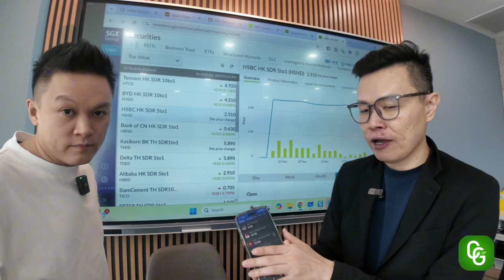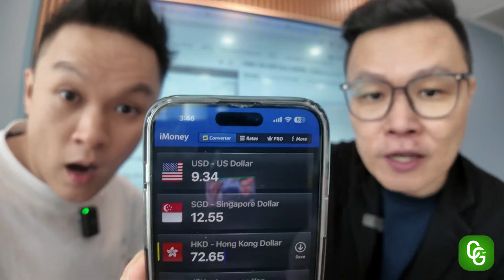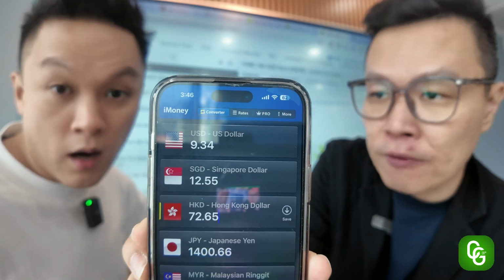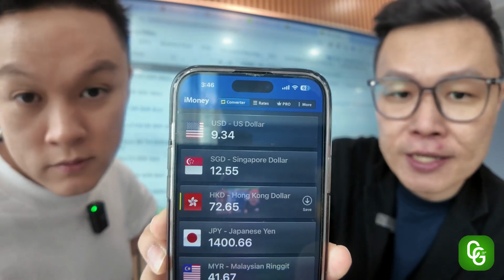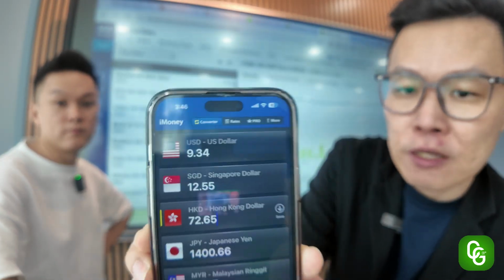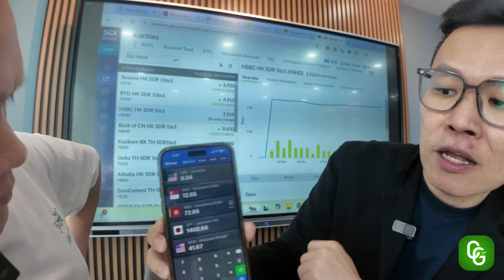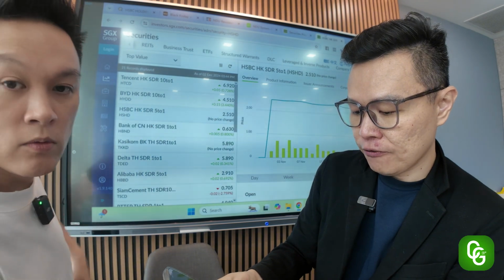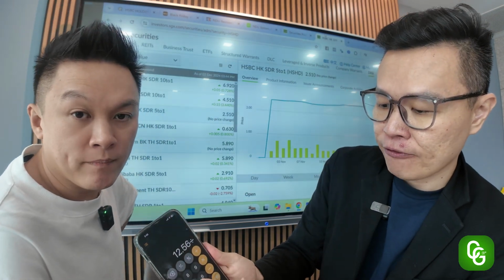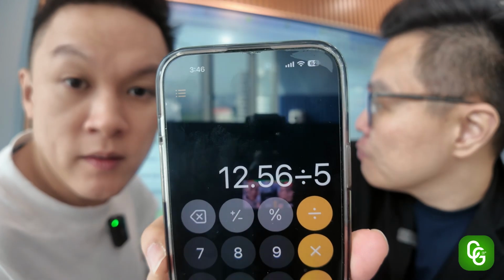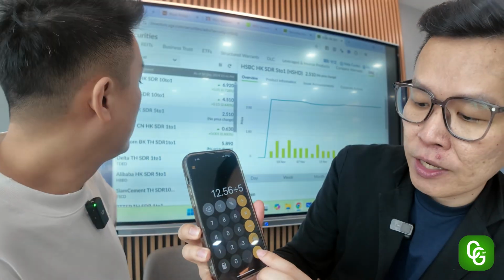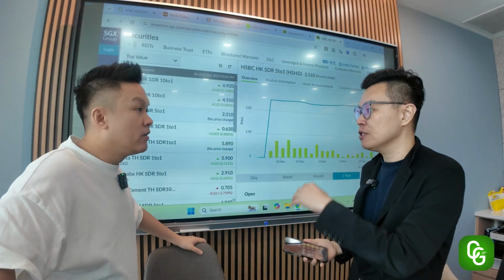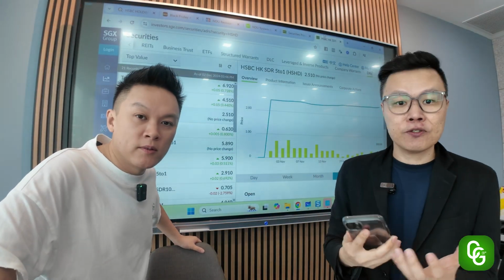If you have the currency conversion, the example I already showed you, HSBC, the current price is around 72.65 cents. Converted to Sing dollar, it is equivalent to $12.56. You divide $12.56 by 5, because it is 5-to-1, and you get $2.51. So this is how the calculation is done.